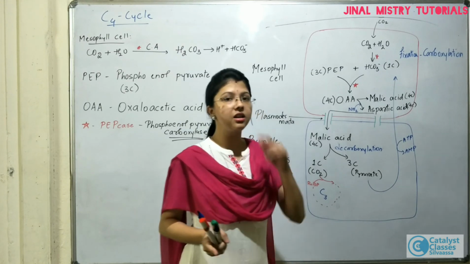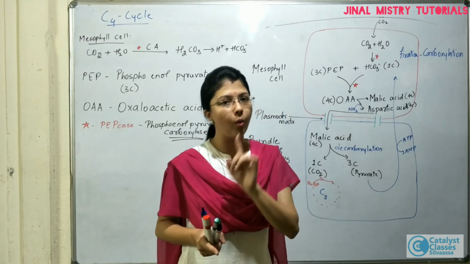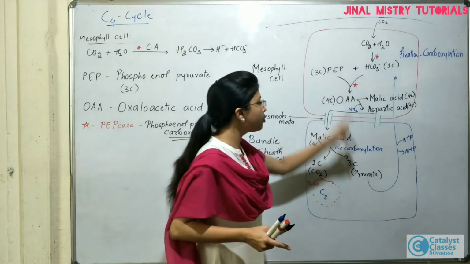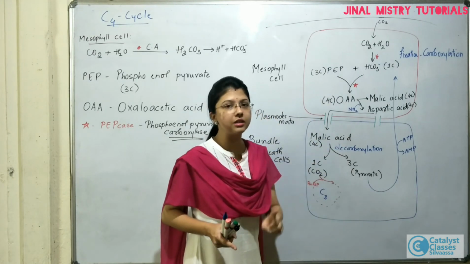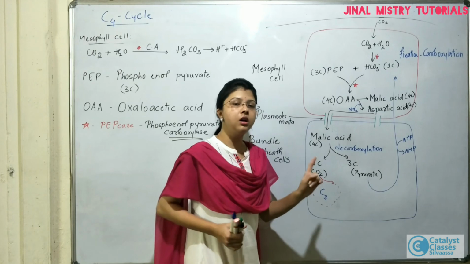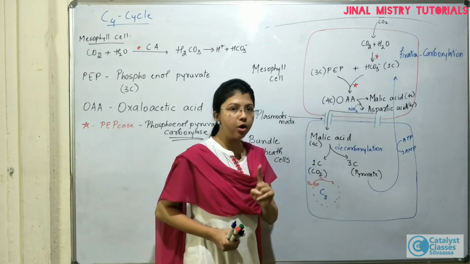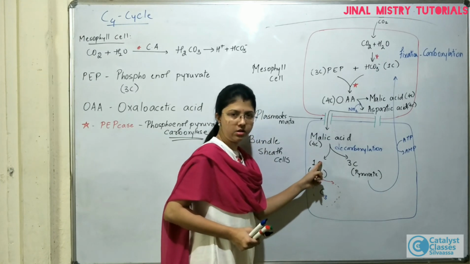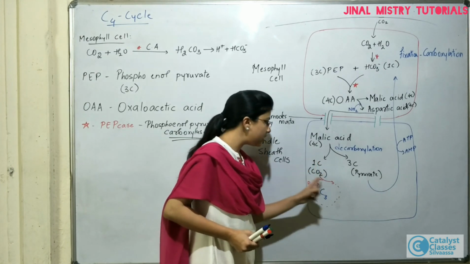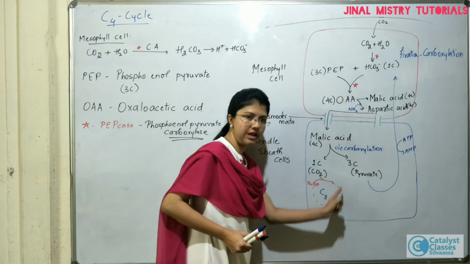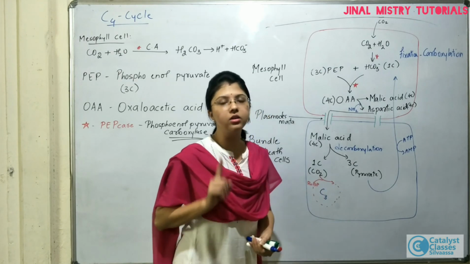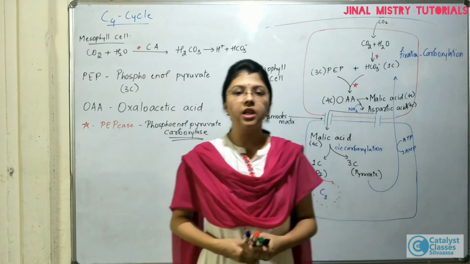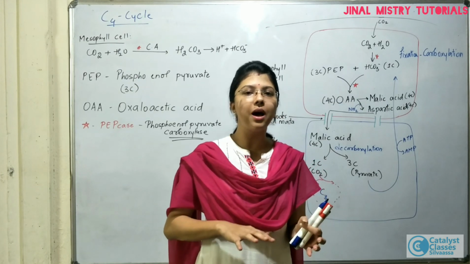Like the C3 cycle required 6 cycles to form one glucose, similarly the C4 cycle also has to be carried out 6 times to form one glucose molecule. Why? Because when the cycle takes place 6 times, 6 carbon dioxide molecules will be released, and those 6 carbon dioxide will enter the Calvin cycle to form one glucose molecule. This is all about your C4 plants and C3 plants.